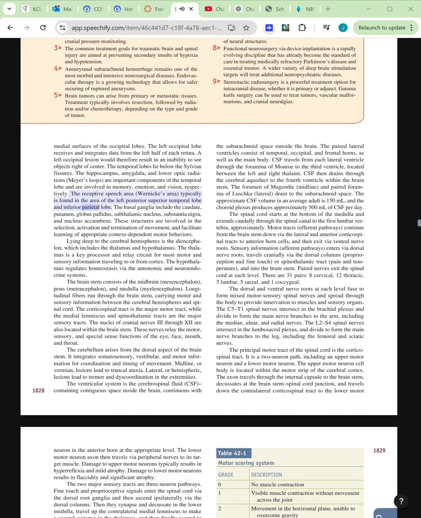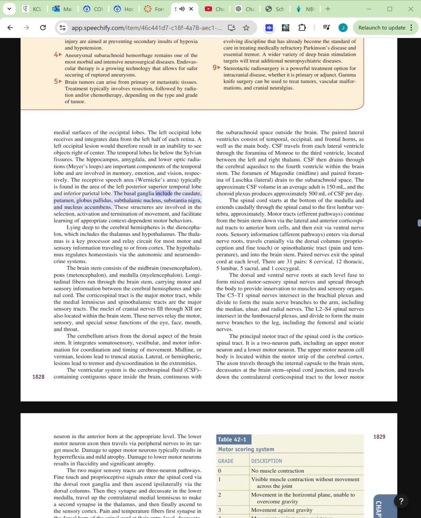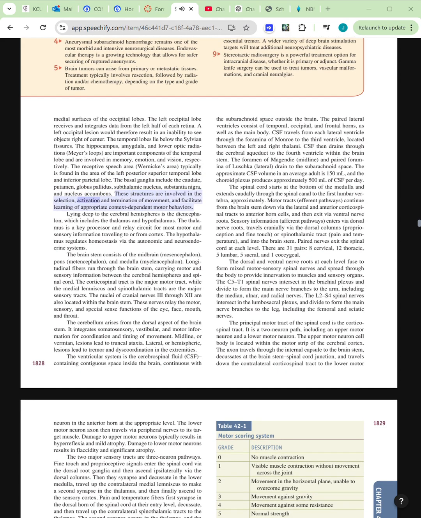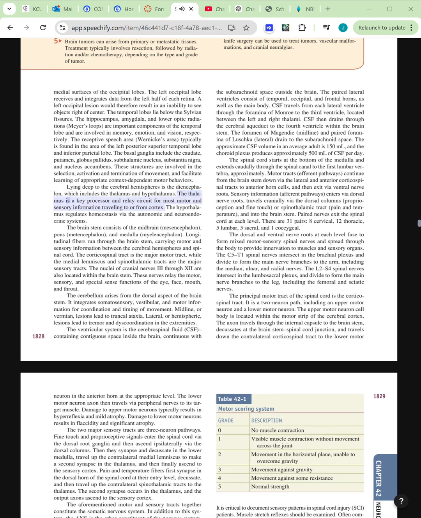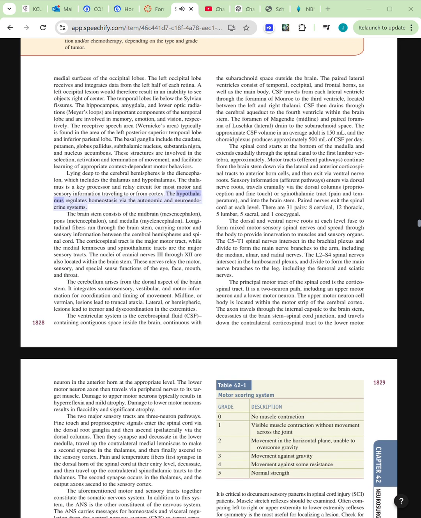and inferior parietal lobe. The basal ganglia include the caudate, putamen, globus pallidus, subthalamic nucleus, substantia nigra, and nucleus accumbens. These structures are involved in the selection, activation, and termination of movement and facilitate learning of appropriate context-dependent motor behaviors. Lying deep to the cerebral hemispheres is the diencephalon, which includes the thalamus and hypothalamus. The thalamus is a key processor and relay circuit for most motor and sensory information traveling to or from cortex. The hypothalamus regulates homeostasis via the autonomic and neuroendocrine systems.